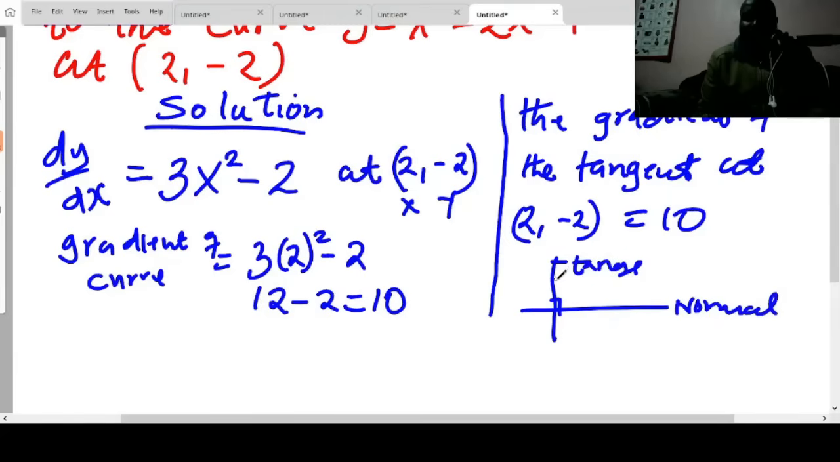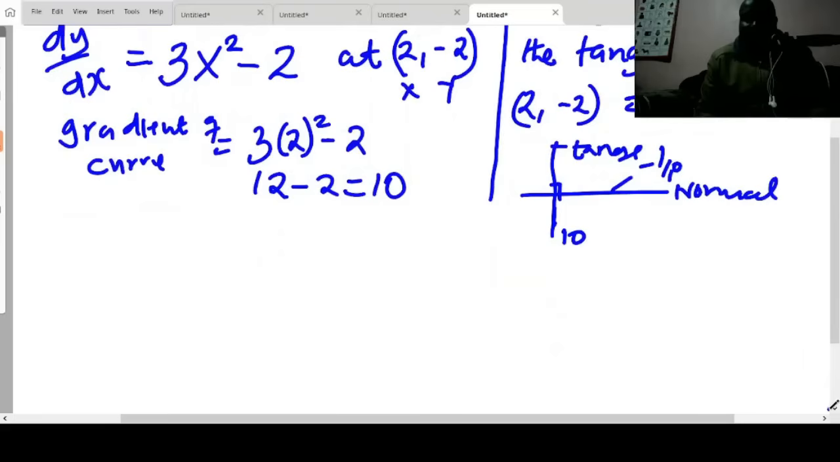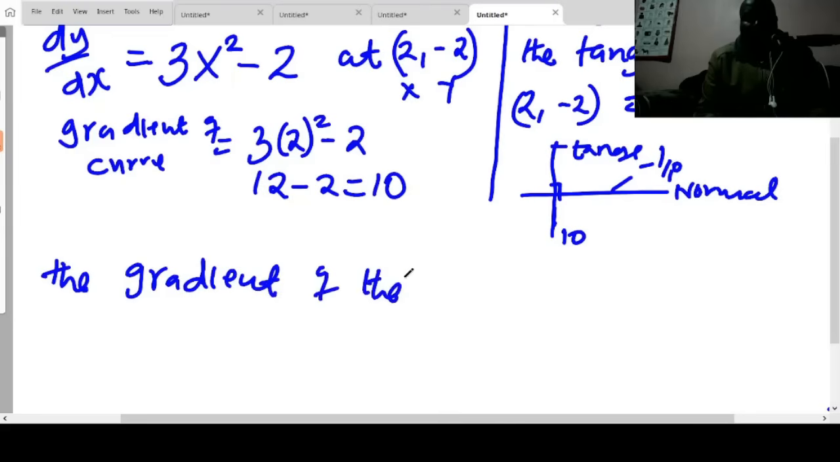So if we know the gradient of this line is 10, then the gradient of this one should be negative 1 over 10. Now, that is the relationship we are talking about. So the gradient of the normal is 1 over 10.